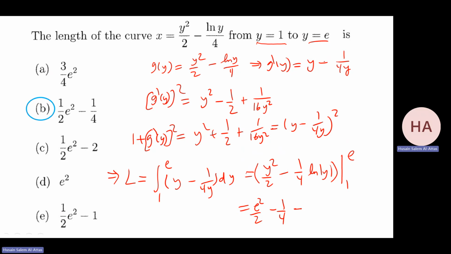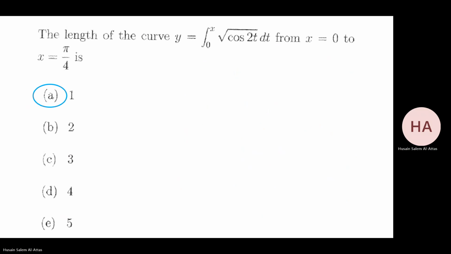Minus ln 1. Yeah, the same mistake. This is plus. This is plus. This is plus. This is plus. Minus half. So it will be e square over 2 minus 1 over 4. Yeah, I change it into plus. So this should be plus, not minus.